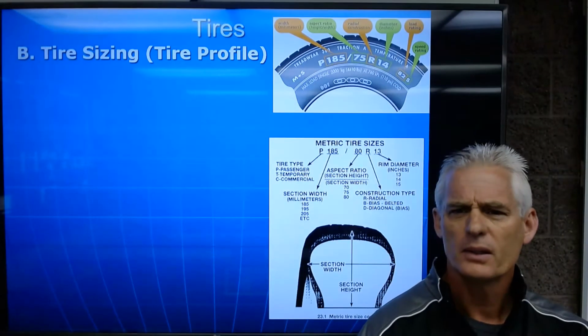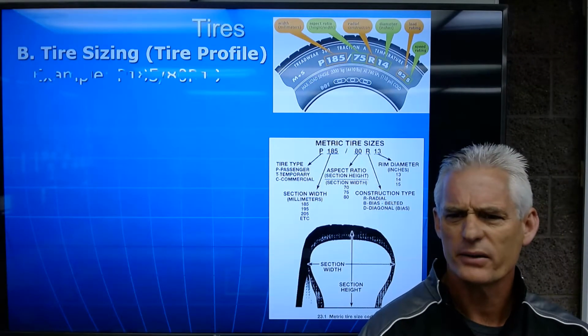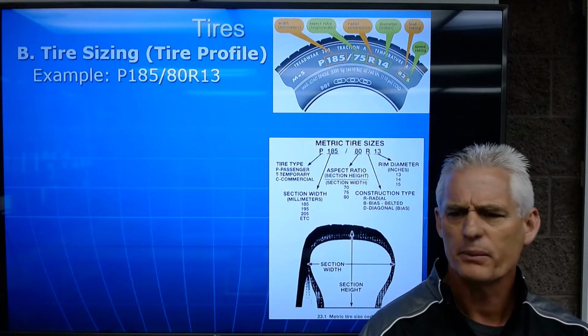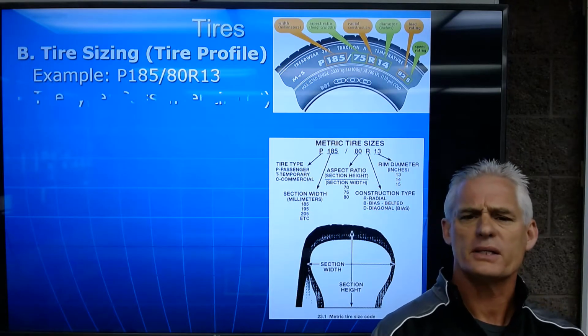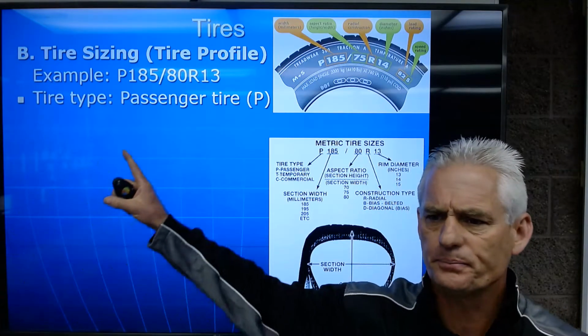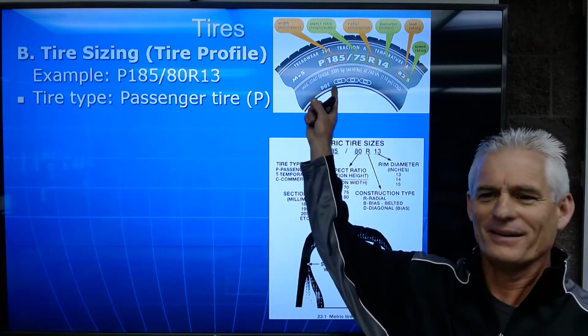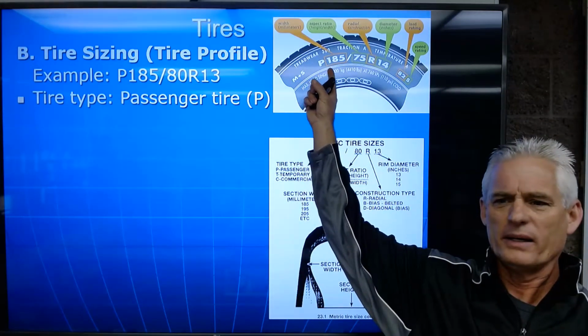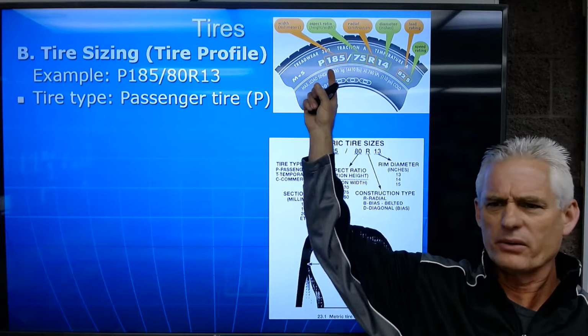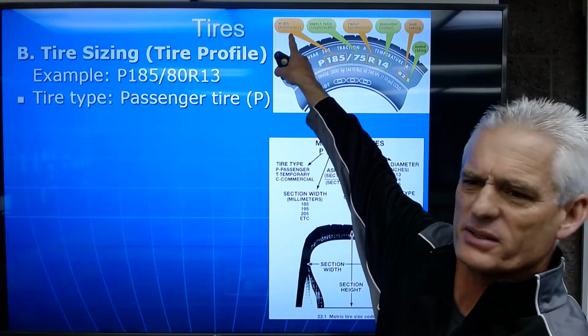Okay. So here's how we size tires. So an example is a P185/80 R13, and you can see in the picture here. P is the passenger car tire. 185 is the width in millimeters. 185 millimeters, as it says right there.